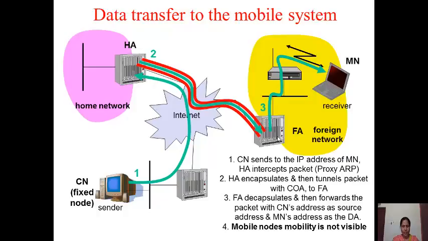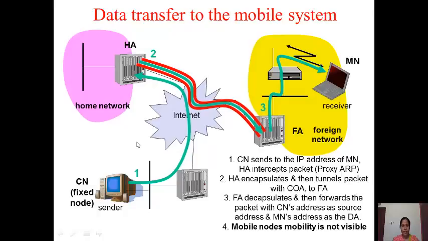So the foreign agent, on receiving this, decapsulates it and further forwards the packet, giving the correspondent node's address as the sender's address and the mobile node's address as the receiver's address. Now what is the key concept here is that the mobile node's mobility is not visible to the correspondent node at all. The correspondent node believes that the mobile node is very well available in its home network. So the mobility aspect here is completely hidden from the correspondent node.